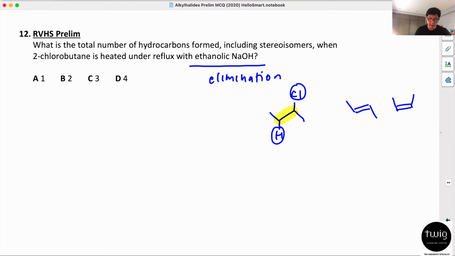The other possibility is, let me just draw it out first. All right. The other possibility is you're removing the H from here and the Cl from here. So this is where you remove your HCl. So the double bond will be formed over here. Right? If that's the case, this is your molecule, and if you can see from here, this molecule doesn't have cis-trans, so actually altogether there will be 3, right? So the answer will be C. Okay, let's look at the next question.